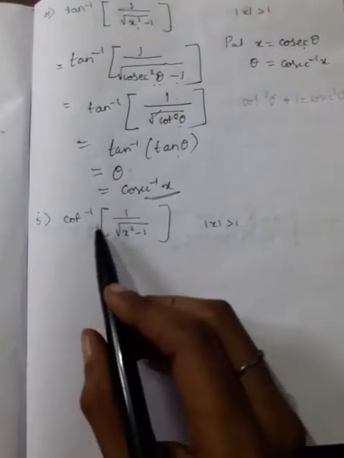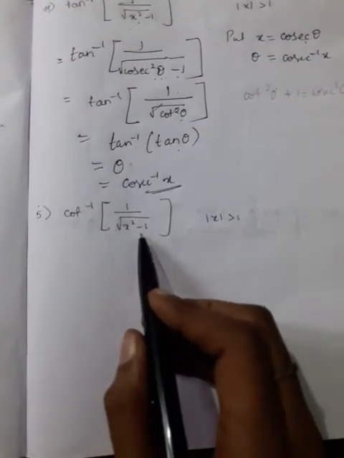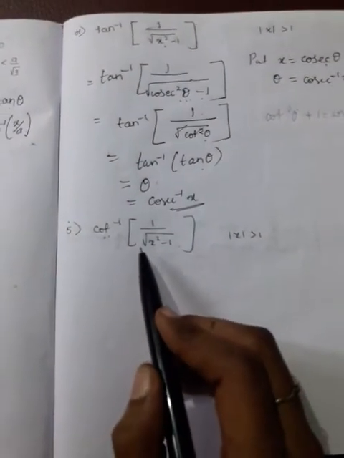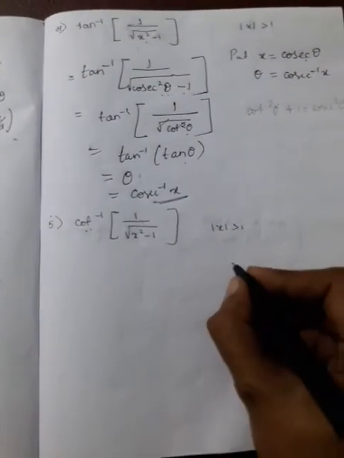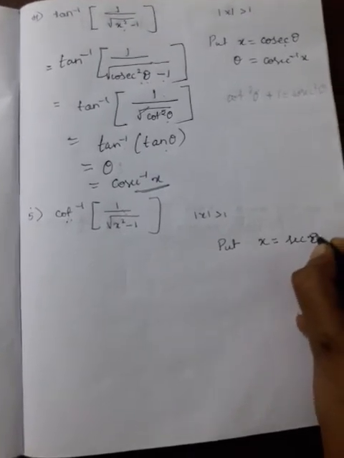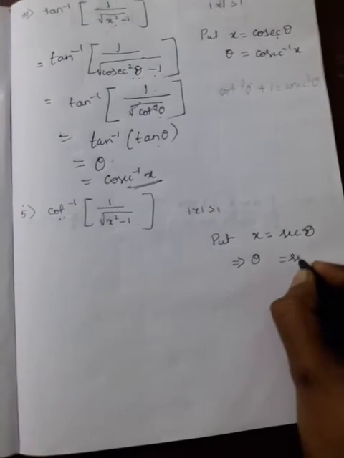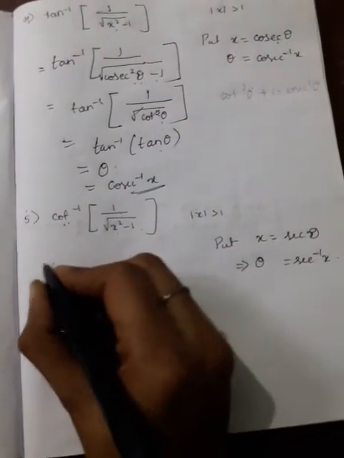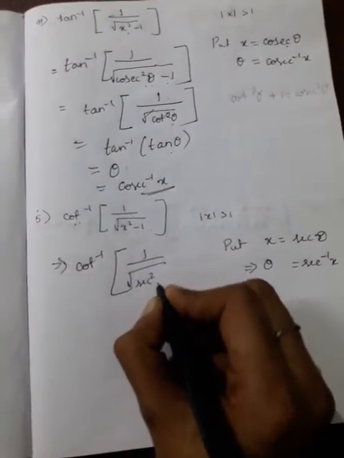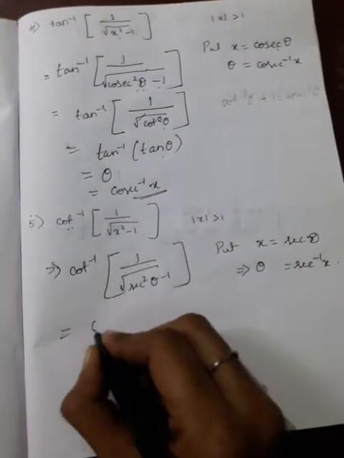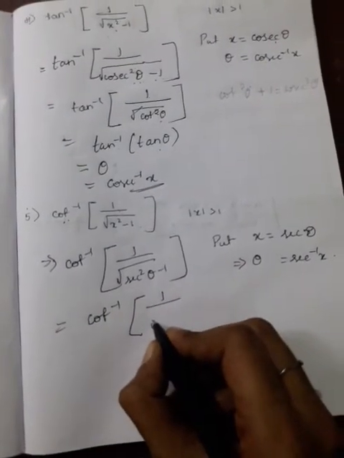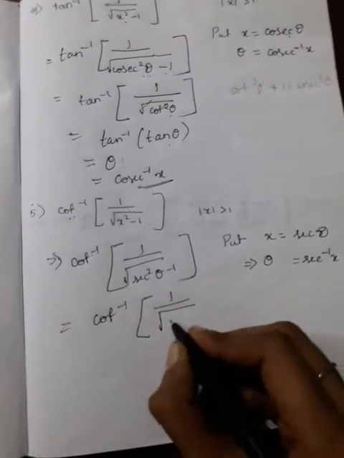The next problem is cot inverse of 1 by square root of x square minus 1. Here cot is there. Therefore, you have to convert this into cot only. Therefore, put x equal to secant theta. That implies theta is equal to secant inverse of x. Therefore, this implies cot inverse of 1 divided by square root of secant square theta minus 1. This is equal to cot inverse of 1 divided by square root of tan square theta, since secant square theta minus 1 is tan square theta.